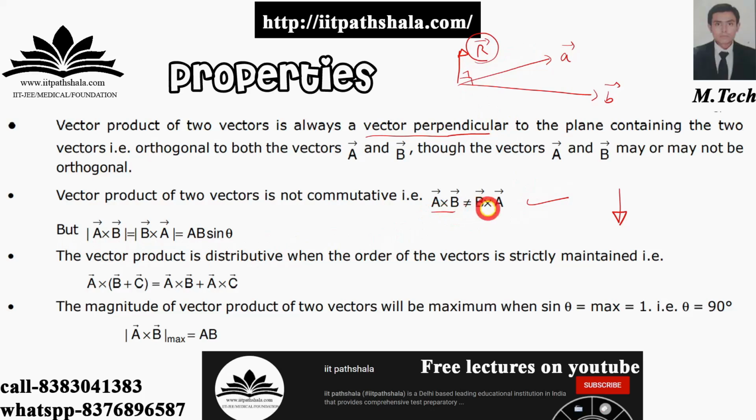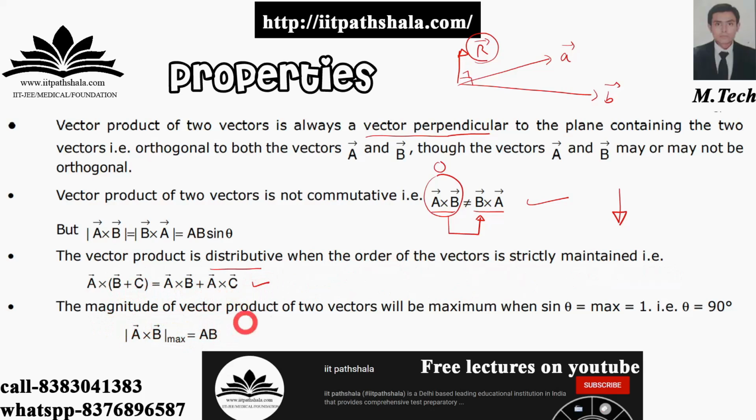Okay, they are the same vector but they are negative vectors. So this is the original vector, this is the negative of this original vector over here. So you know that a negative vector is carrying the same magnitude as that of the original vector, but it will be having a different direction. Vector product is distributive when the order of the vectors is strictly maintained. Okay, so a cross (b plus c) is equal to a cross b plus a cross c.